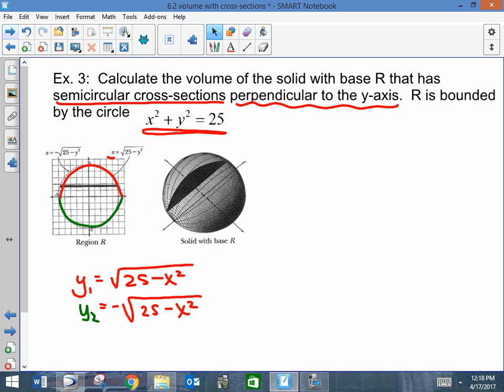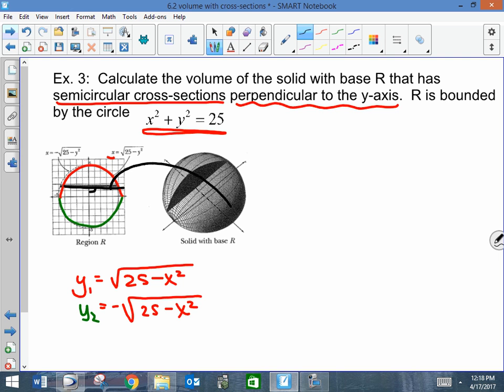Okay, so now we are going to draw semicircles that are perpendicular to the y-axis. Here's one drawn right here, perpendicular to the y-axis. Now, this is a semicircle. It looks like this. This is the diameter of the semicircle, correct?